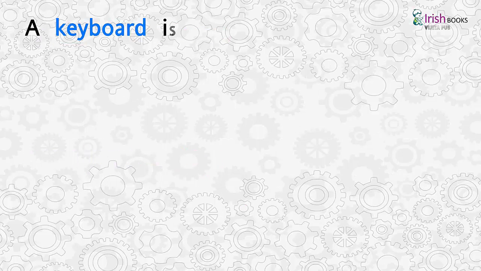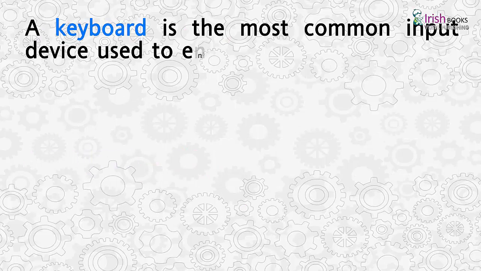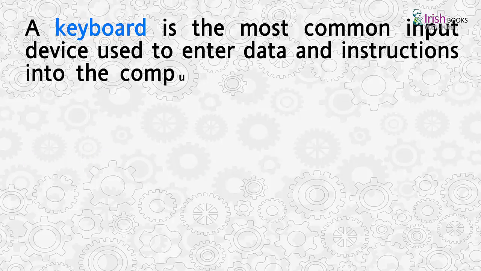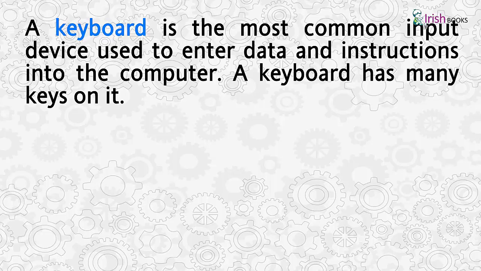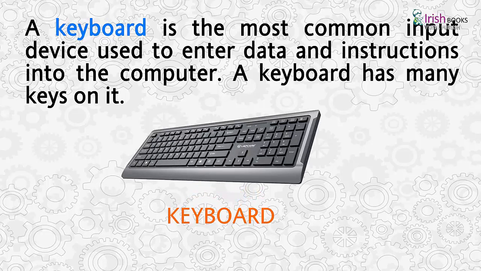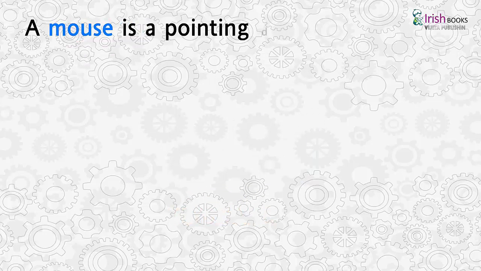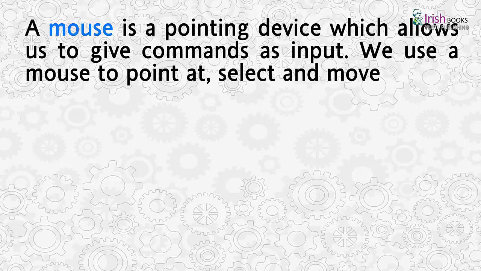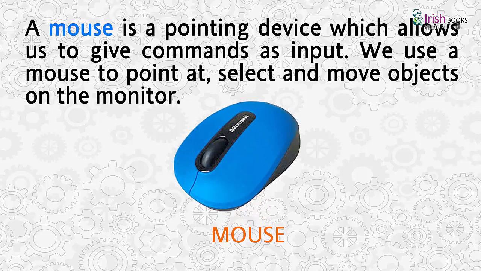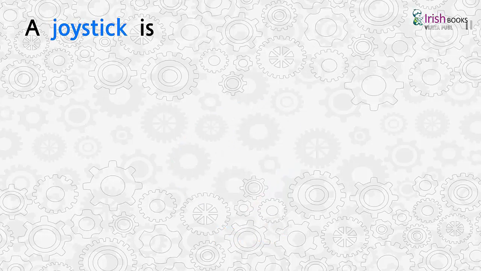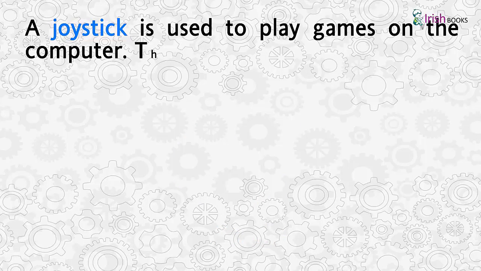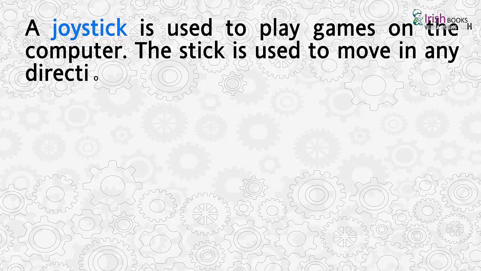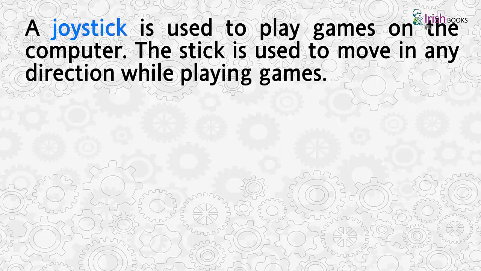A keyboard is the most common input device used to enter data and instructions into the computer. A keyboard has many keys on it. A mouse is a pointing device which allows us to give commands as input. We use a mouse to point at, select, and move objects on the monitor. A joystick is used to play games on the computer. The stick is used to move in any direction while playing games.